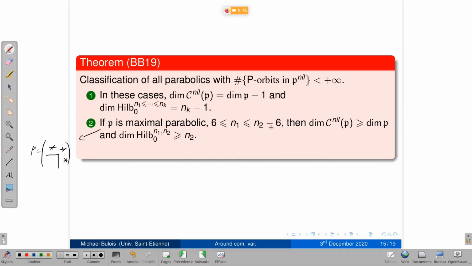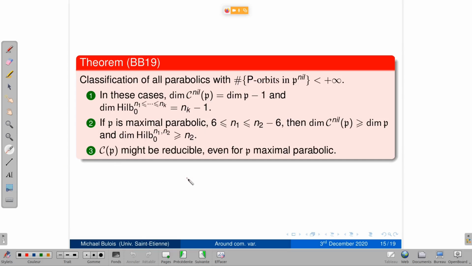So there you start having trouble, you start having big components in the commuting variety, and things get worse when you increase the size of the parabolic. And also we got some results for the commuting variety itself, not the nilpotent one. It might be reducible even if P is maximal. So that was a new example of reducible commuting varieties.